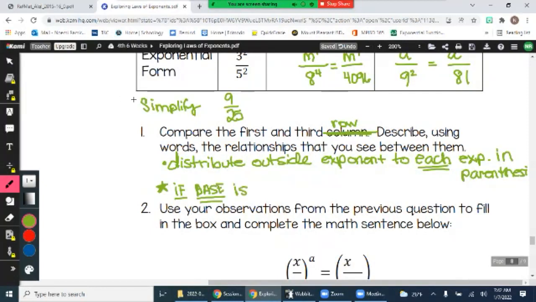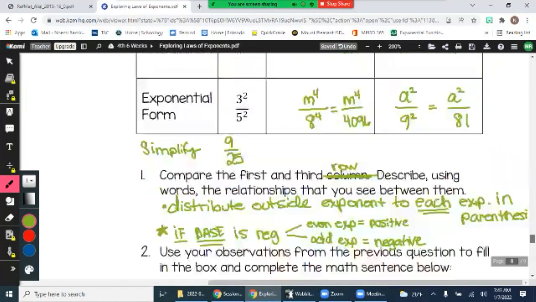If the base is negative, when the exponent on that base is even, it's going to turn the whole base positive. If the base is negative and the exponent on that base is an odd number, an odd exponent, it'll remain negative.